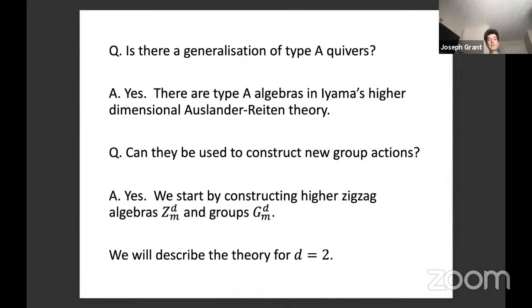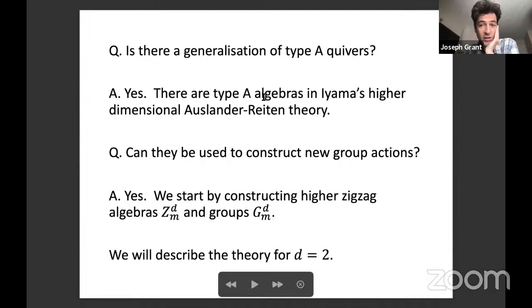So the next question is, if this all comes from type A quivers, is there a generalization of them? So, I mean, there certainly are, say type D quivers or something, but I don't mean that. I mean a generalization that seems more like type A, but in some situation where you have algebras more complicated than just coming from quivers.